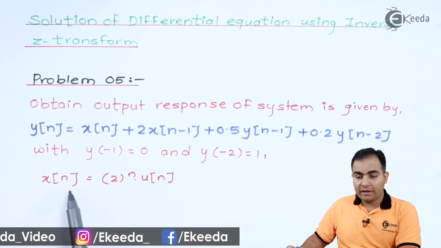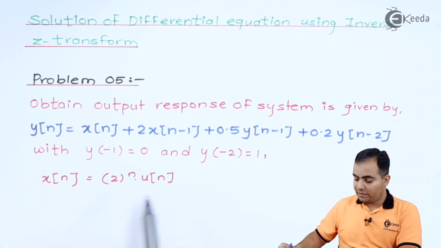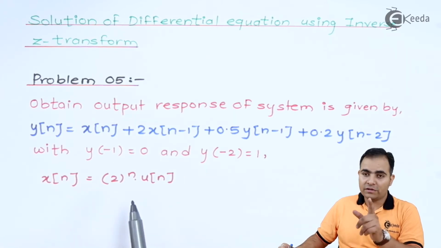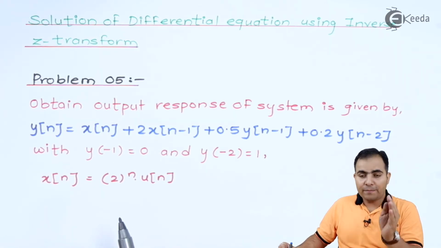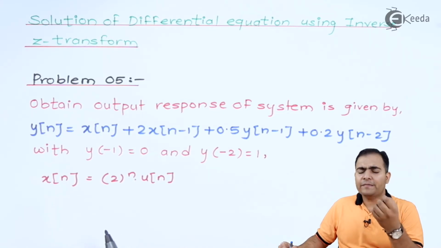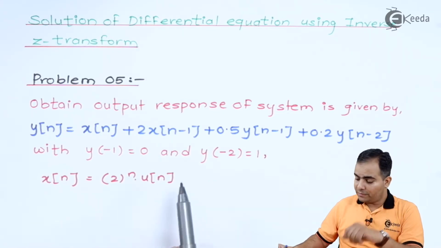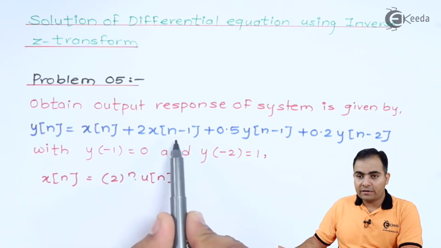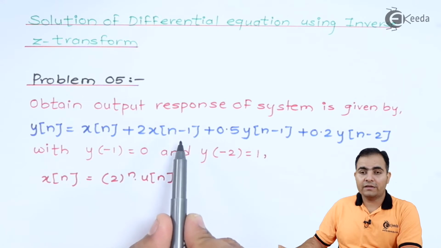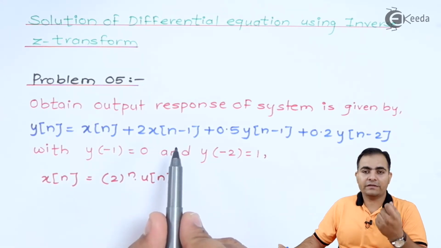Now here in x of n, that is in the input, the u of n is mentioned. U of n is available only for a causal sequence, or you can say that amplitudes are available only for positive instants of time, and for negative instants of time the amplitude is always 0, which means if we are going to calculate x of minus 1, then that x of minus 1 value is considered as 0.